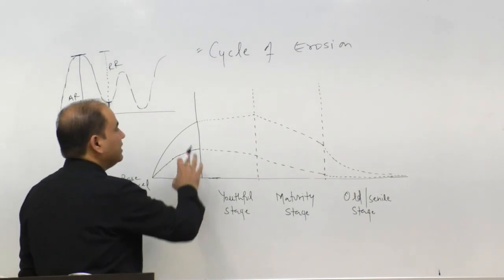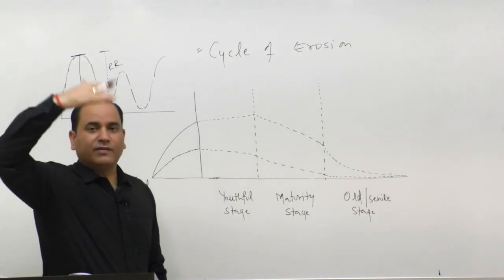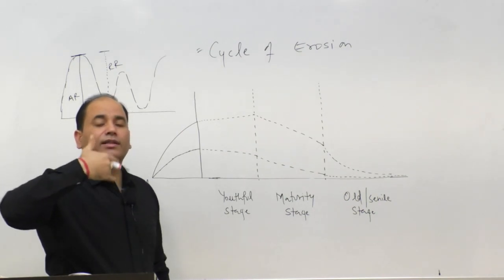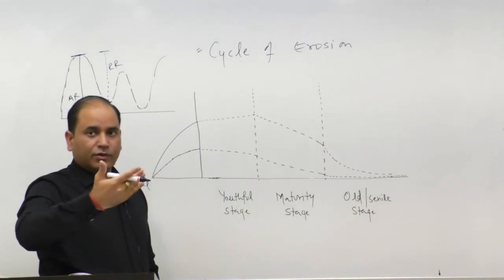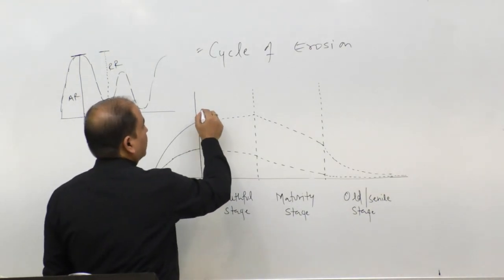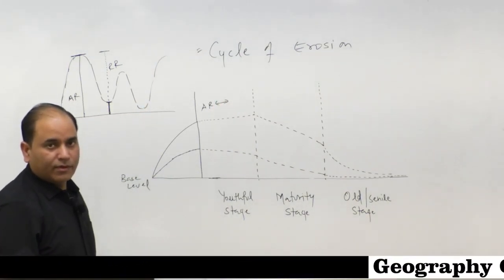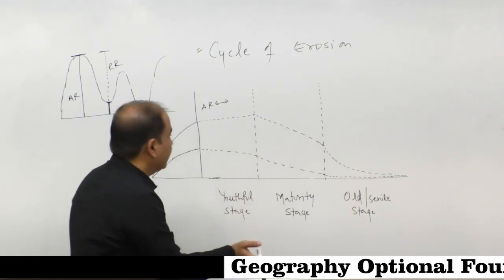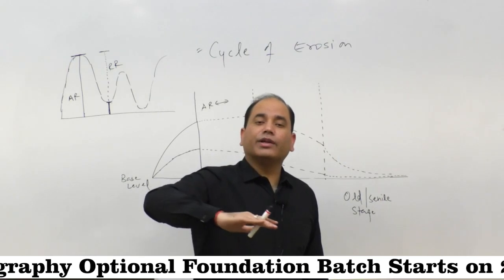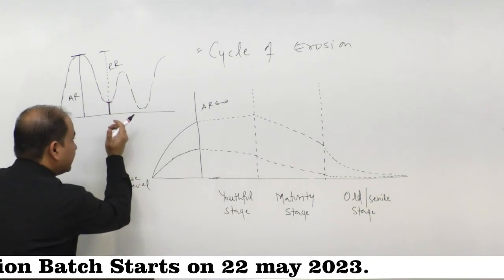So, what happens? Initially, in the youthful stage, the upliftment has ceased, but still the erosion is not that effective. So, mountain height will not decrease. So, mountain height is what? Absolute relief, it will not decrease. But the floor of the valley will be eroded. So more and more erosion of the valley floor will happen. Because of that, the valley height will decrease.